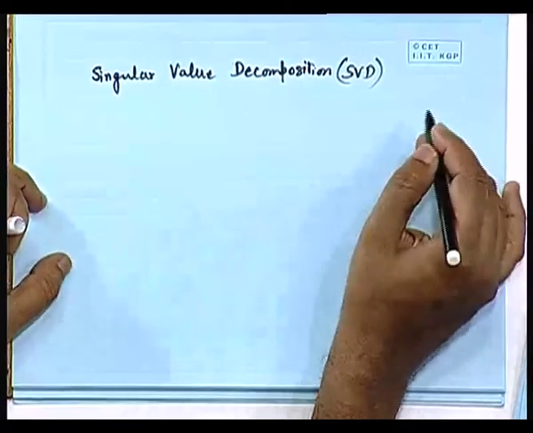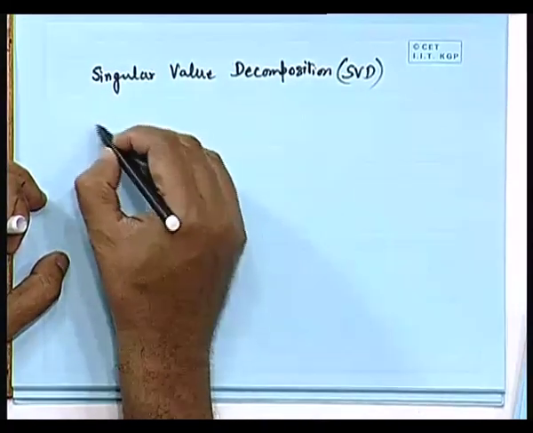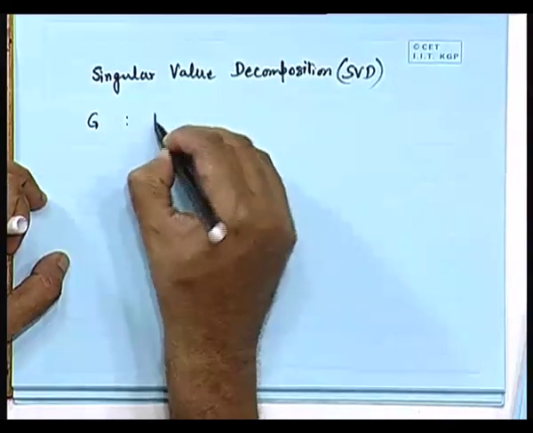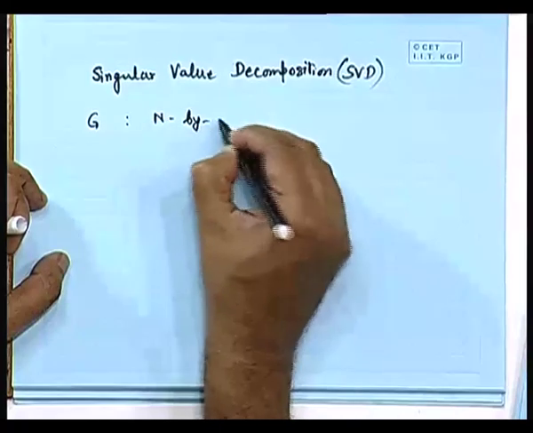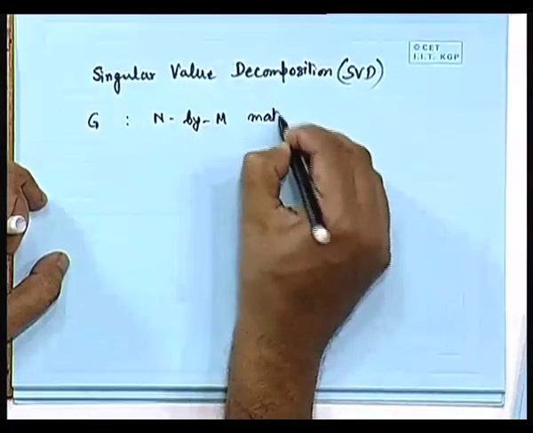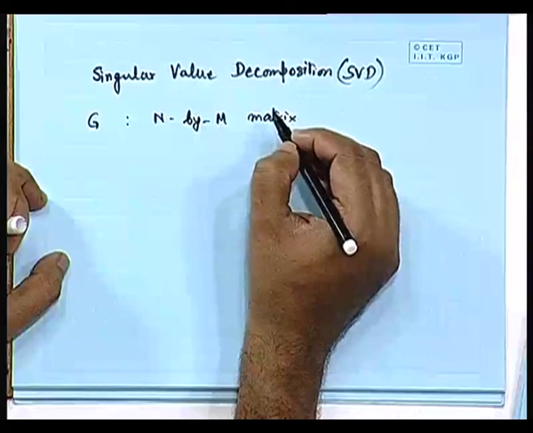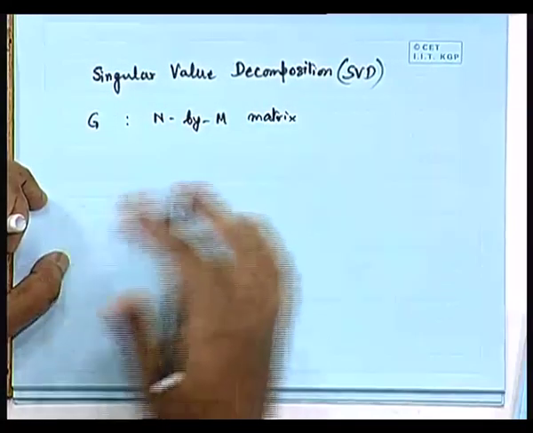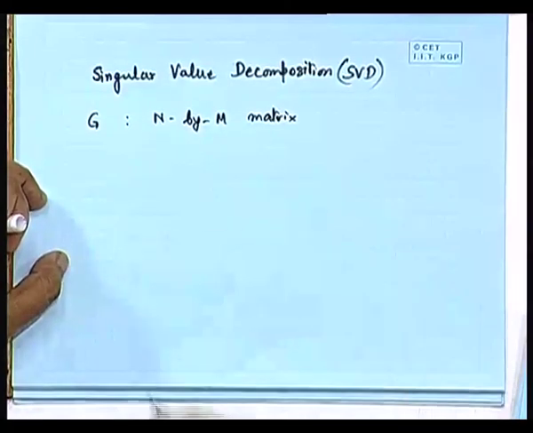In singular value decomposition, our matrix G is actually an n by m matrix. Is that correct? Because n is the number of patterns and m is the number of RBFs that we are using.